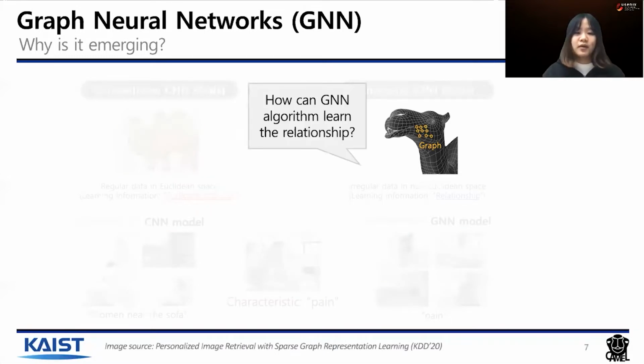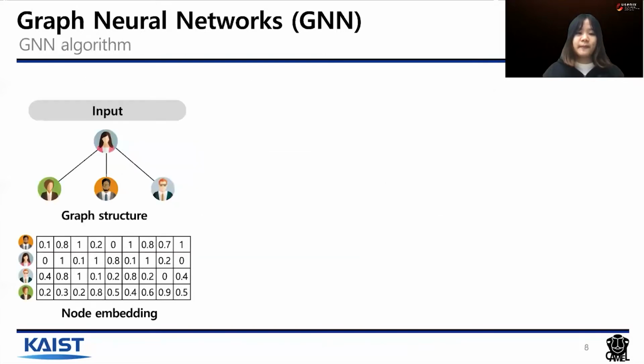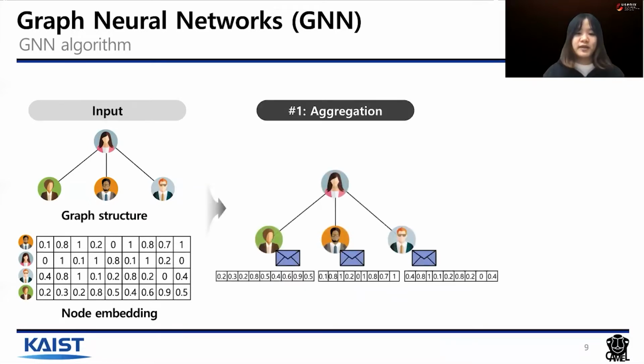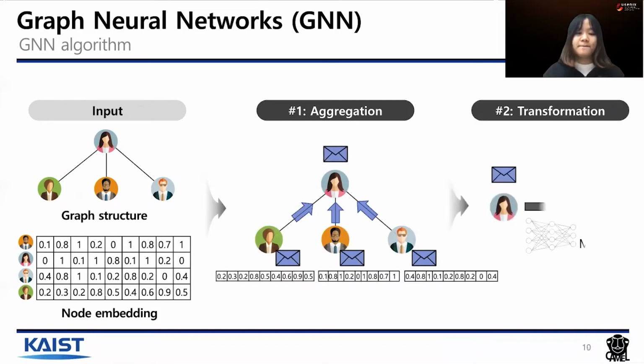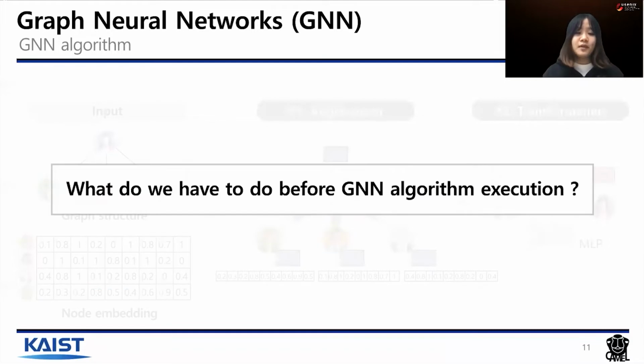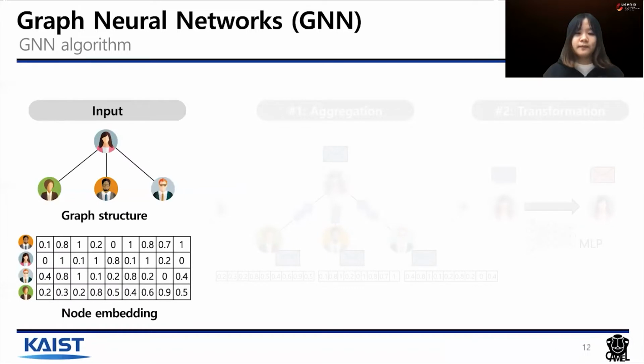Then how can the GNN algorithm learn the relationship? GNN requires two input data: graph structure and node embedding. Node embedding includes lots of features of each vertex in the graph structure. GNN can learn the relationship by aggregating the neighbors' node embeddings and transforming the aggregated node embedding to abstracted information with an MLP model.